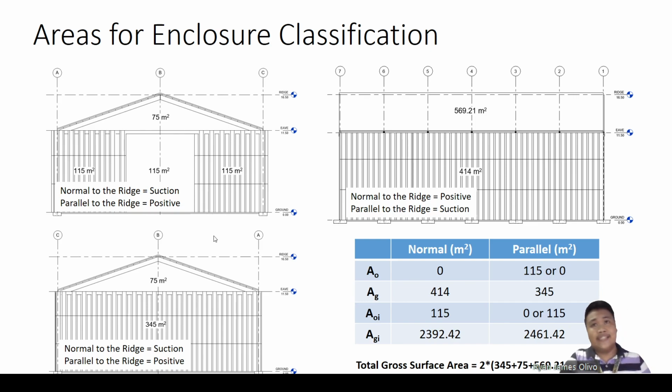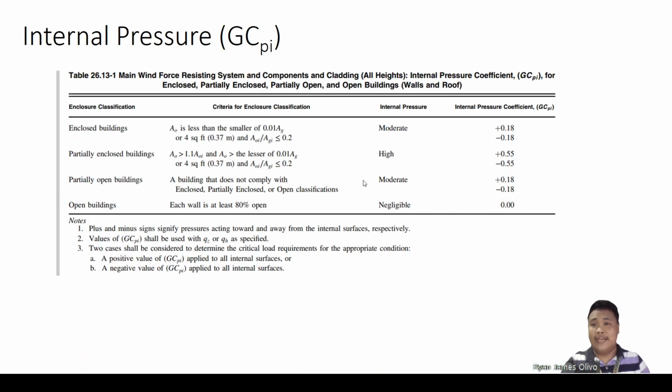Then AOI is the other openings that can be located in the building. For example, here, since parallel to the ridge, this is a suction type, in which there is no positive pressure here but negative pressure, suction. And let's say, for example, we have an opening here, a window, then that is AOI. Later we can see the meaning of that. Then AGI is the total surface area minus the gross area. So this is what I'm saying.